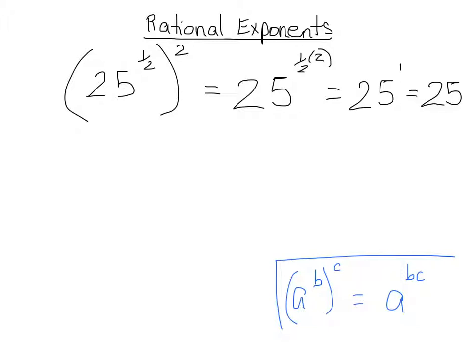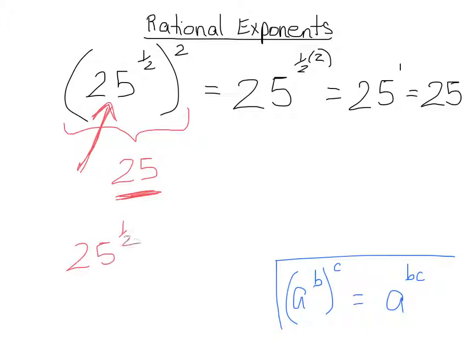All right, so what's the point of all that? Well, this whole thing is just 25. So this part here, inside the parentheses, when you square this number inside the parentheses, you get 25. So inside the parentheses, or 25 to the half power, is actually the same thing as the square root of 25.